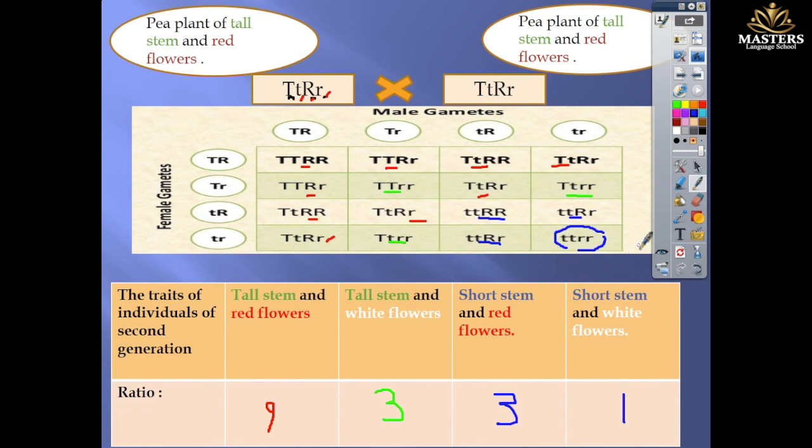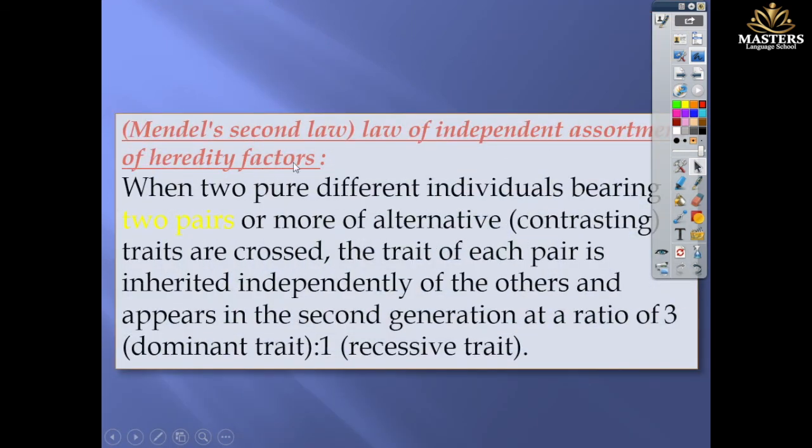Okay, so the ratio will be 9 to 3 to 3 to 1. 9 to 3 to 3 to 1. Three dominant traits to 1 recessive trait. Okay, as we said, I can put all we did together and see the second law, Mendel's second law, the law of independent assortment of hereditary factors.